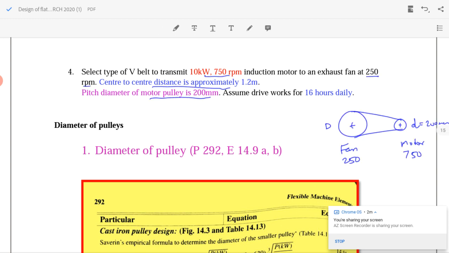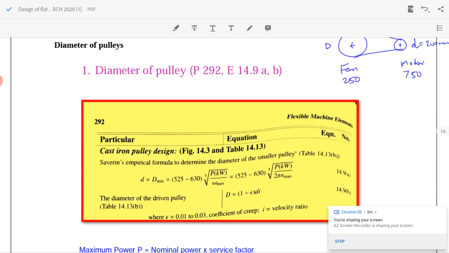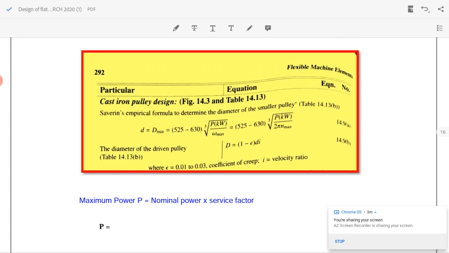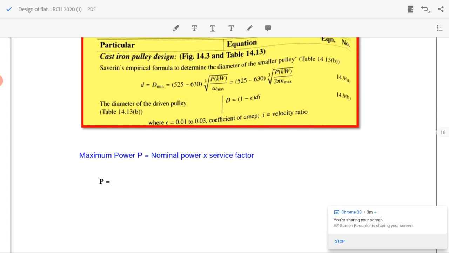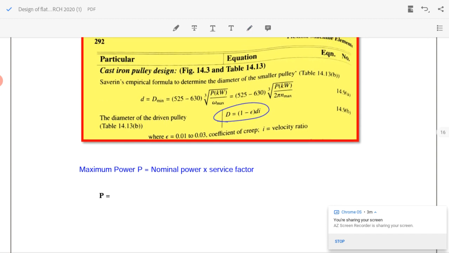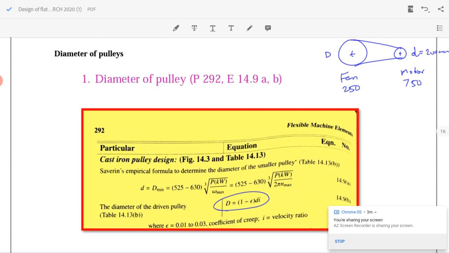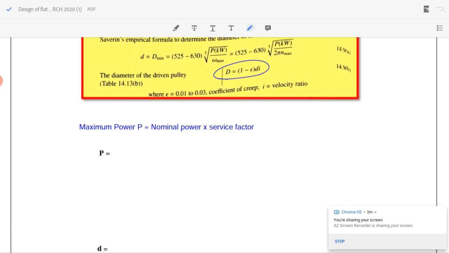So our first step is to select the diameter of the pulley. We have already been given the diameter small d, then we have to find the capital D. So our equation is capital D, diameter of the driven pulley, equal to (1 minus epsilon) into d into i. In this case, power equal to 10 kilowatts, and since no service factor is given, I can use this power for all the calculations. So power equal to 10 kilowatts.